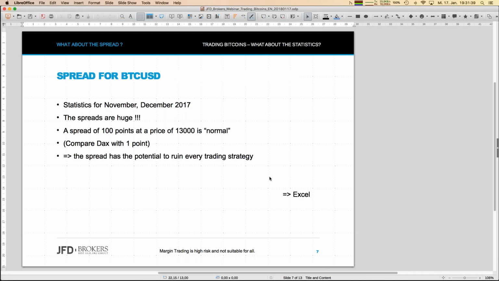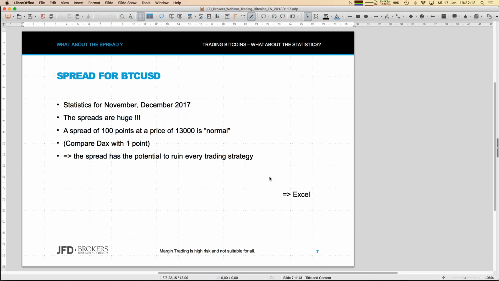The next topic is here. If we trade Bitcoins, we have to know about the spreads. I repeat myself during my webinars, I know, but spreads are extremely important. Everybody should know that if you open a trade, you are instantly in the minus in the millisecond of opening the trade. And the reason is the spread. Sometimes we forget that fact.